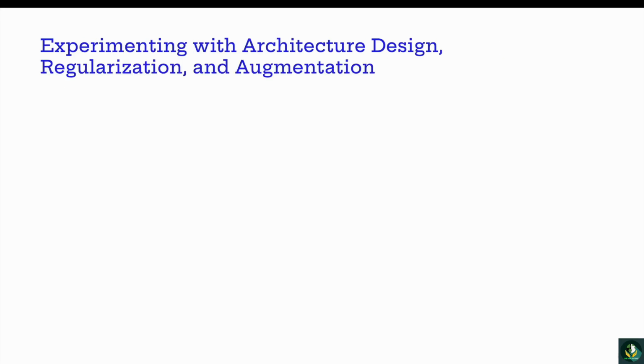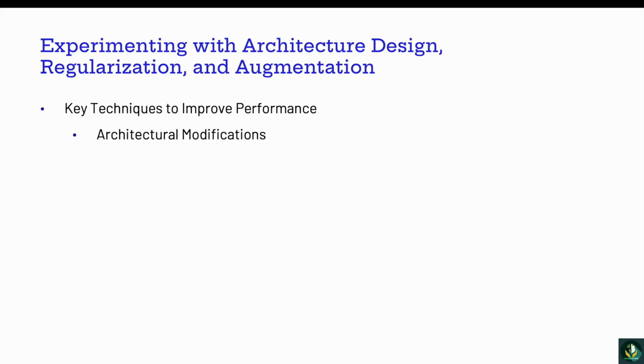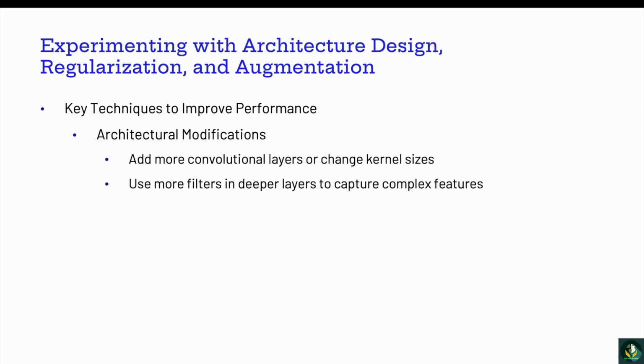Next, experimenting with architecture design, regularization, and augmentation. Now, some of the key techniques to improve this performance is first, architecture modifications. Add more convolutional layers or change your kernel sizes. Use more filters in deeper layers to capture complex features.